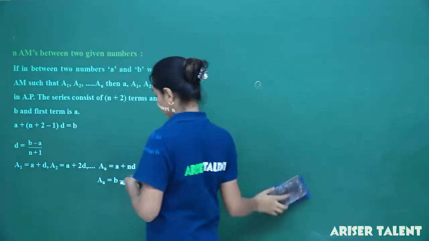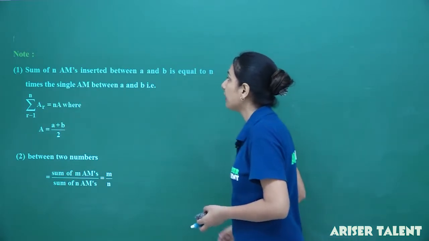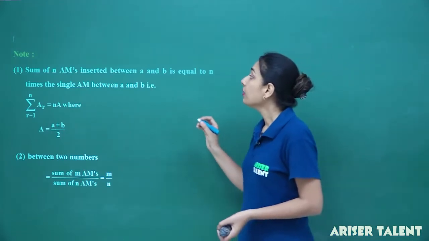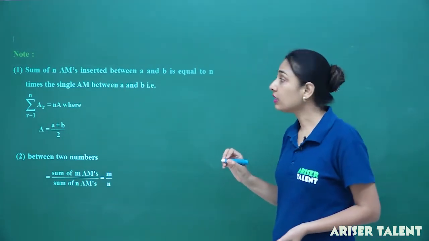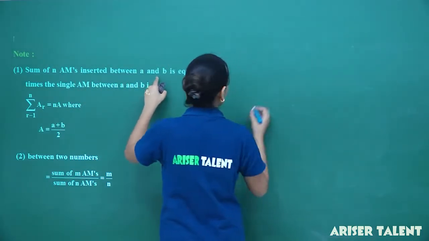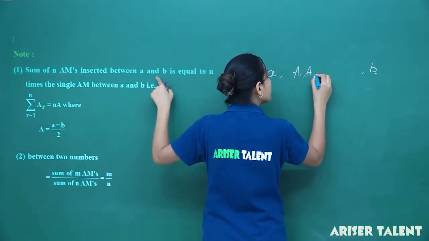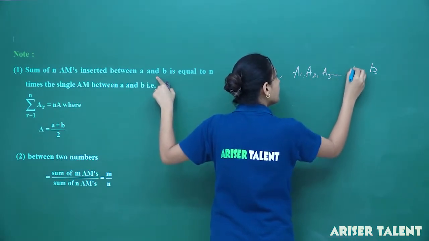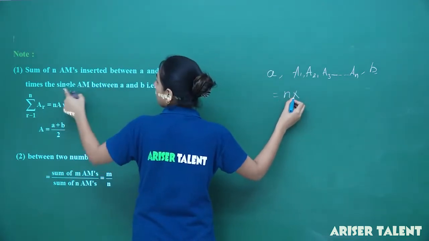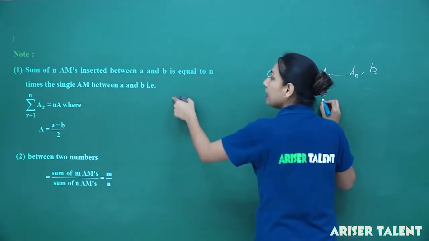So what's next? The sum of n AMs inserted between A and B is equal to n times the single AM inserted between A and B. What is it saying? The sum of n AMs between A and B. We are having A and we are having B. Now we are inserting some n AMs, which is equal to n times the single AM. Okay, single AM is A between A and B.